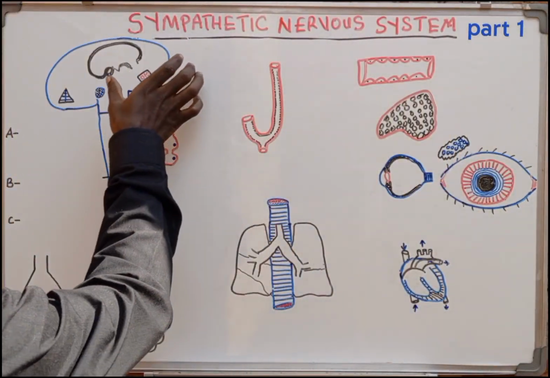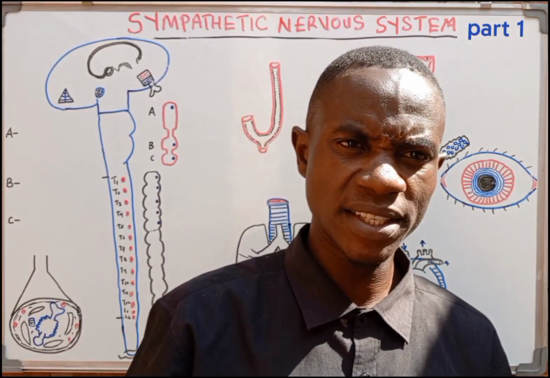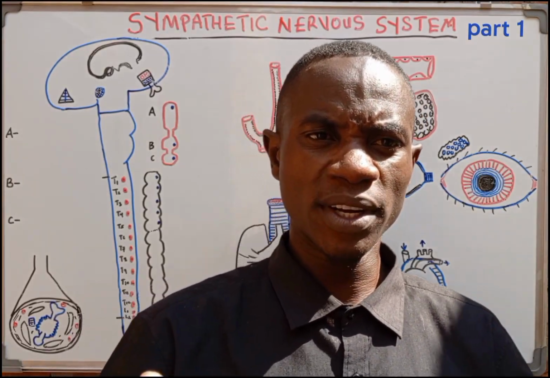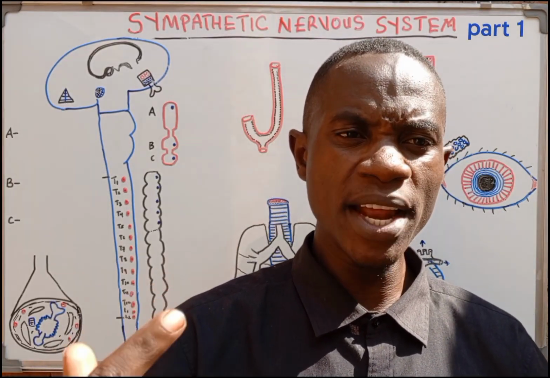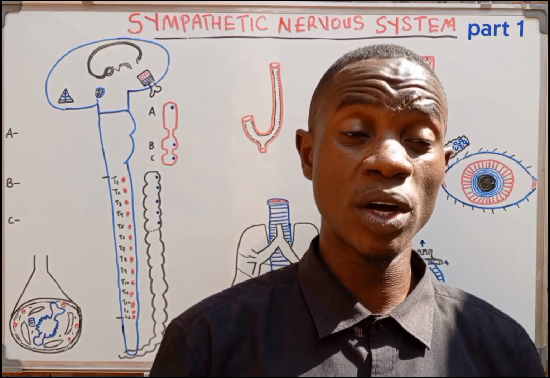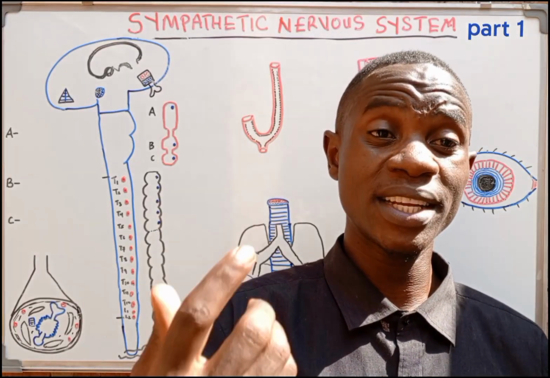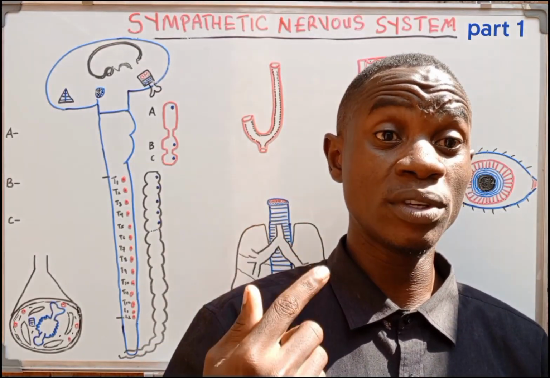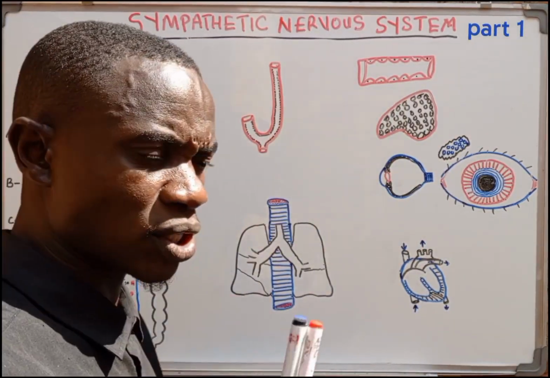Here is a cross-section of the brain and the spinal cord. We want to see how the sympathetic nervous system gets activated. For example, when you see a dangerous dog, the brain receives this message through one of the cranial nerves, the optic nerve. It takes the message to the visual cortex, which is located in the posterior lobe.